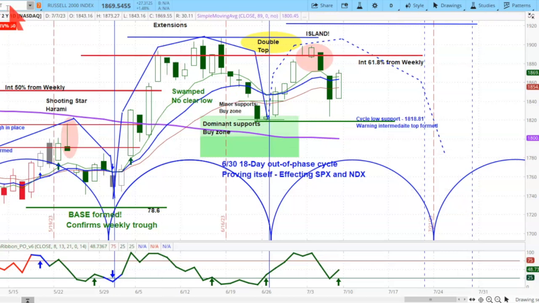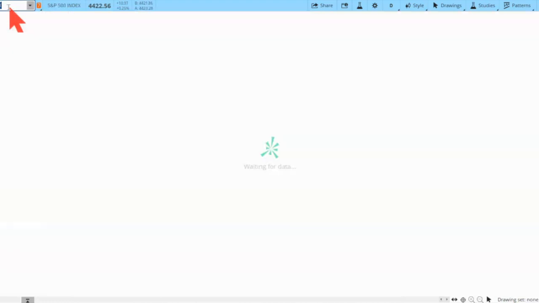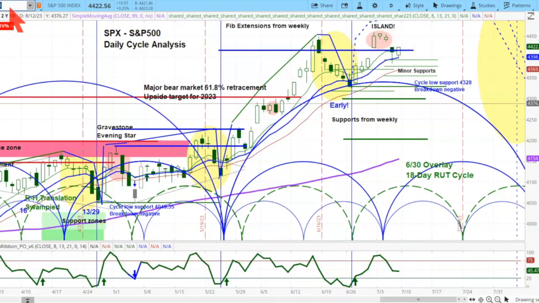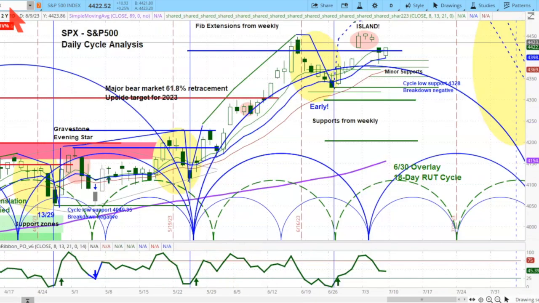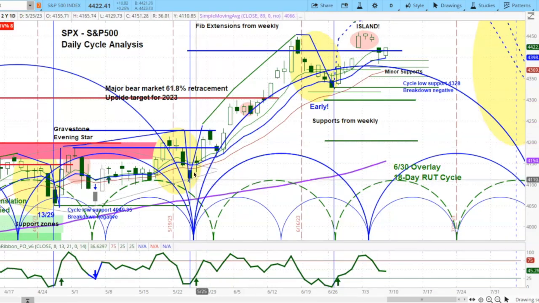And I'm going to show that to you now as I switch over to the S&P 500, SPX. So here is SPX, and we're basically looking at the same time frame right in over here, the same thing, but the S&P cycles are different. And this cycle over here bottomed earlier than we expected.